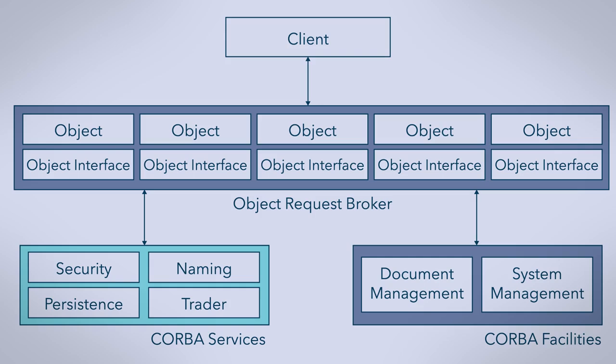The last component is called CORBA Facilities. While CORBA Services provide functionality at an object level, CORBA Facilities provide services at an application level. These are usually high-level functions such as document management.